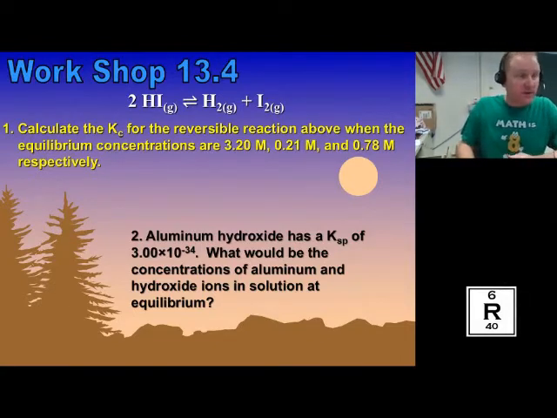So the first one, you should have, by the way, 3.2 molar, 0.21 molar, and 0.78 molar respectively, meaning it goes in the same order. So that's your hydrogen iodide, this is your hydrogen, and this is your iodide concentrations.